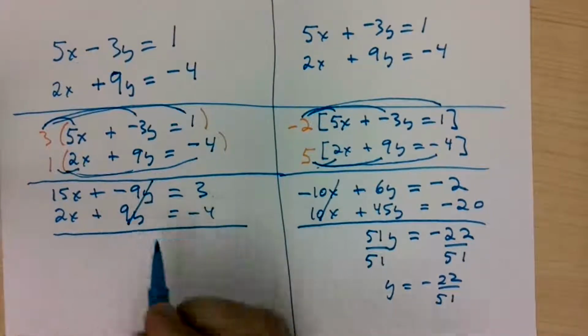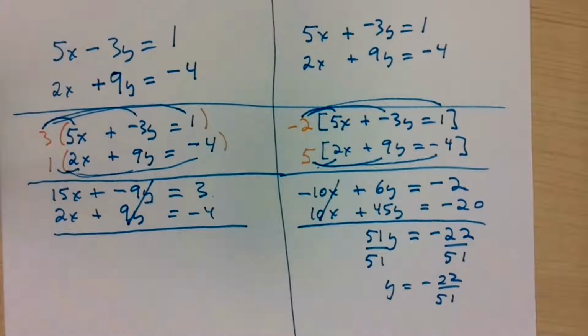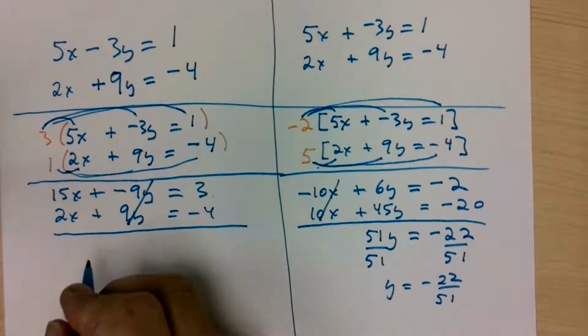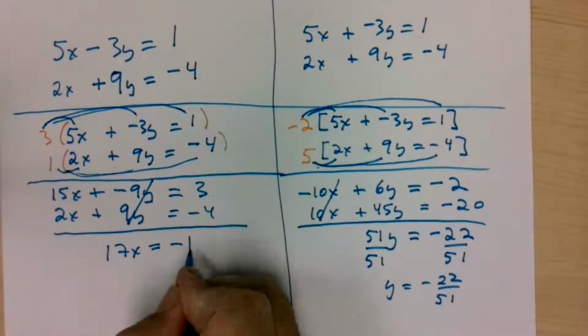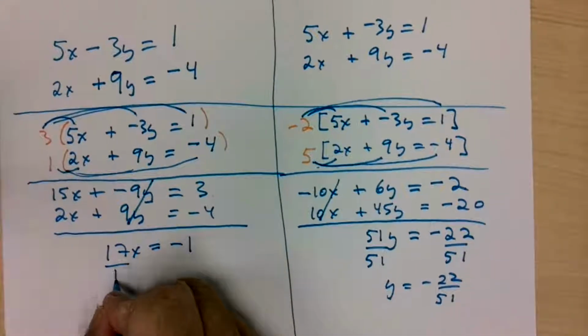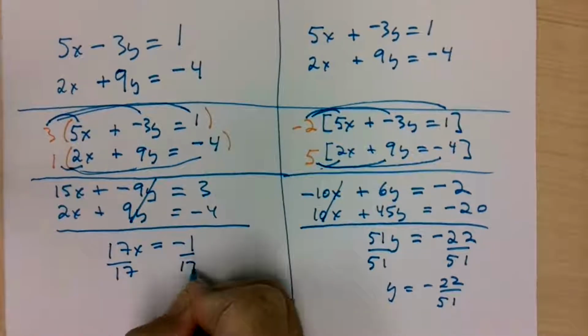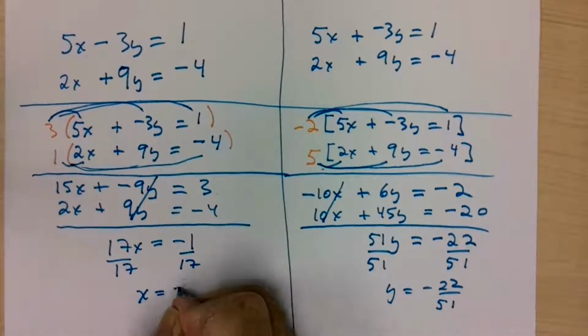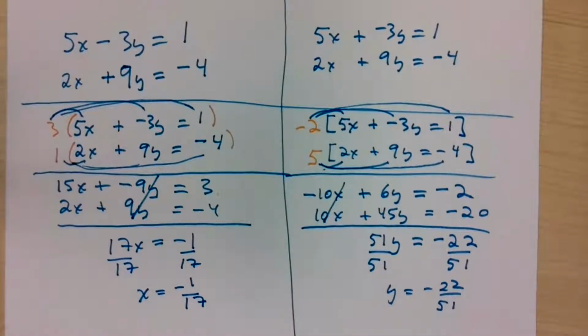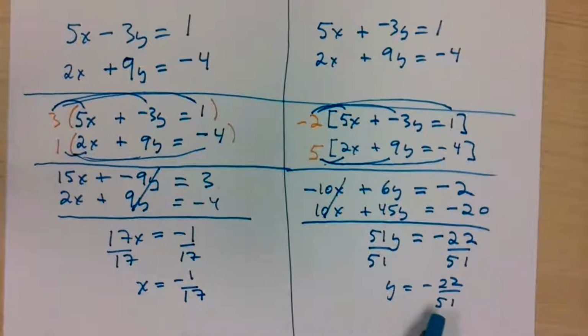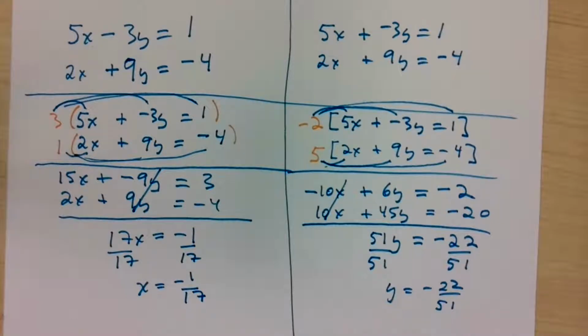Negative 9y and positive 9y go away. I get 15x plus 2x, I get 17x is 3 minus 4 is negative 1. Dividing by 17, I get x is negative 1 over 17. But I still want to check that to see if what I get is correct. So x is negative 1/17, y is negative 22/51. Let's write that down.